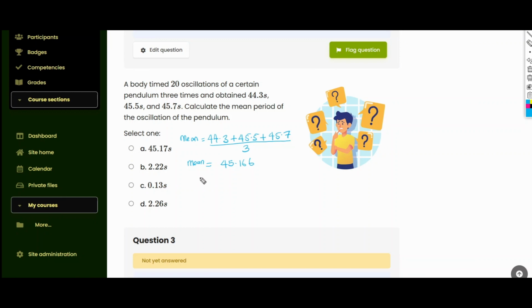To get our period T, know that period T is equal to the time over the number of oscillations. So what is our time? Our mean time is 45.166 divided by the number of oscillations, which is 20. Using a calculator, we have 2.258, so approximately 2.26 seconds. So again, the answer is option D.